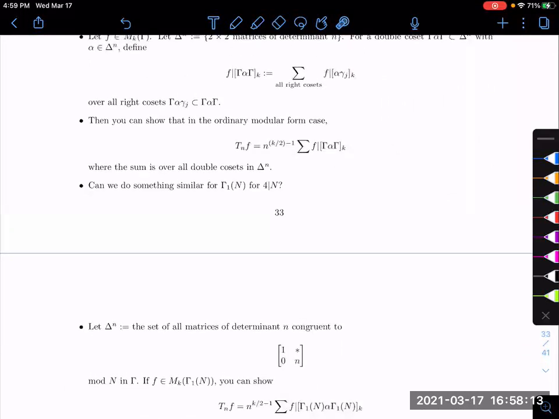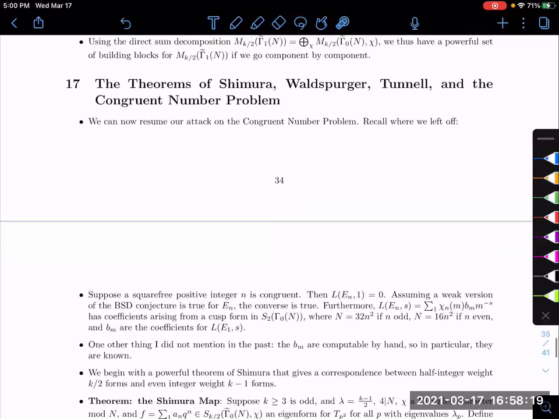We're going to take all this knowledge we've gathered about all the different types of modular forms, and we're going to hit the congruent number theorem very hard with all of it.